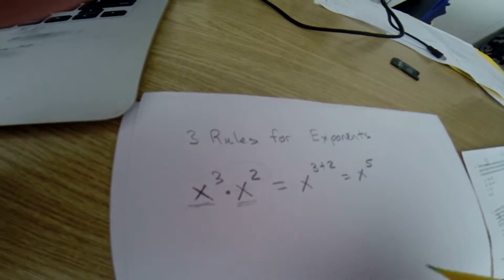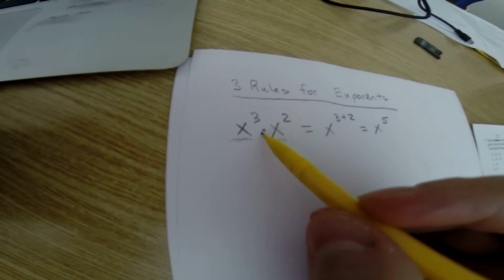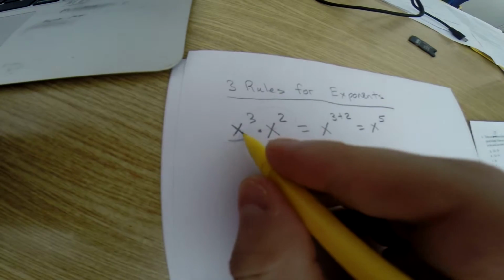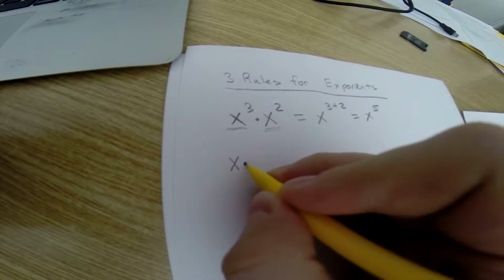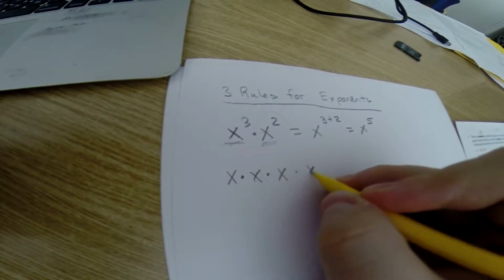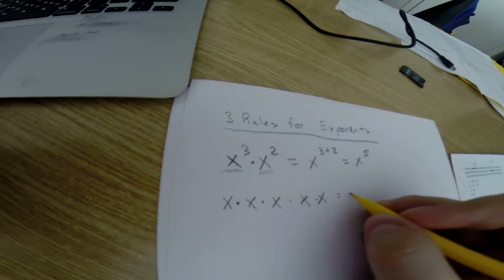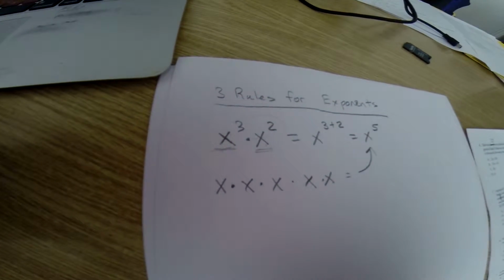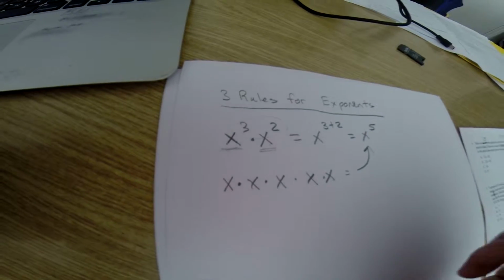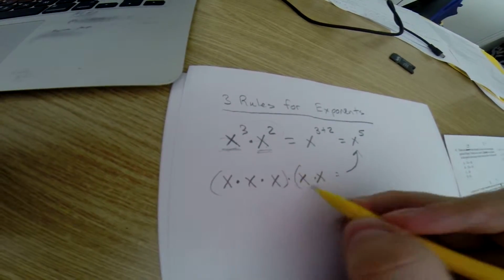All right? Now, I'm going to do a quick little thing just to drive your intuition. This makes sense because x to the third means x times x times x. X squared means x times x. Well, how many x's do you have? You have 5 of them, right? So this means just x to the 5th. This means you have 3 of them, and this means you have 2 of them.